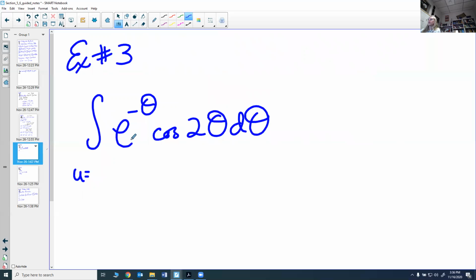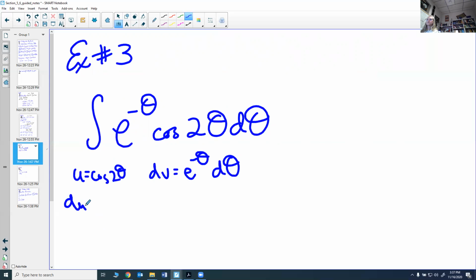Again, pick one that you want your dv to be, whatever you can't find the derivative of, or what you can't find the integral of. In this case, I can find the integral of both. It really is up to you which one you want to use. I'm going to go ahead and let u equal cosine of 2 theta, and dv equal e to the minus theta d theta.